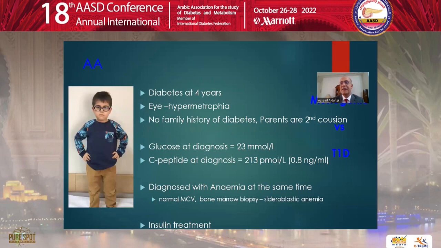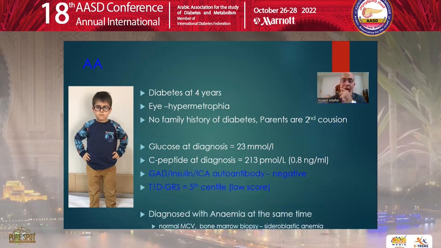Let's discuss another case. This boy was diagnosed with diabetes at 4 years. He had hypermetropia, no family history of diabetes, parents are second cousins, glucose at diagnosis 23, and C-peptide high. So this, of course, will not go with autoimmune diabetes, and we checked the antibodies, GAD, insulin, ICA, all negative.